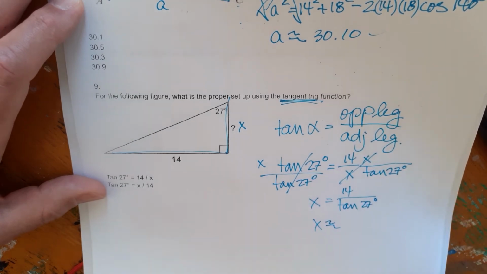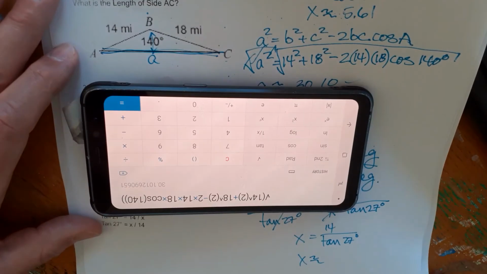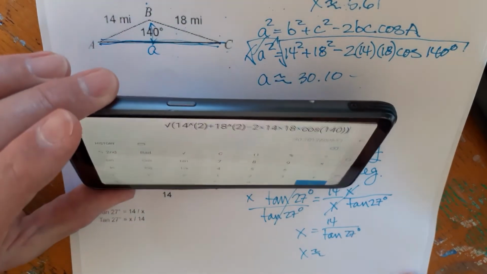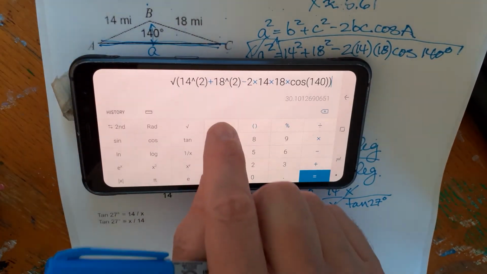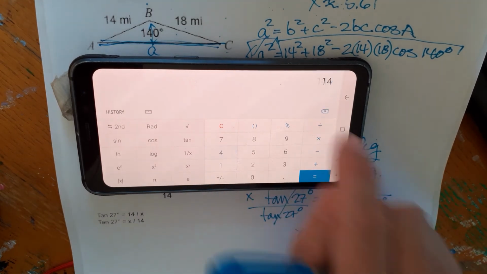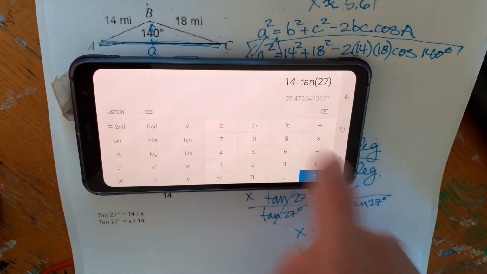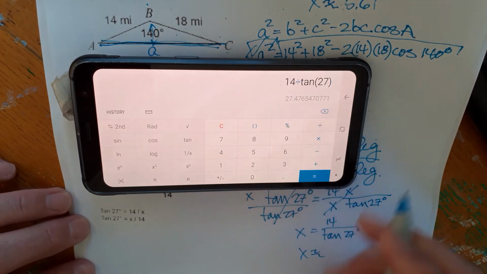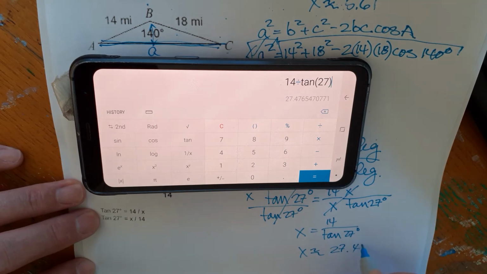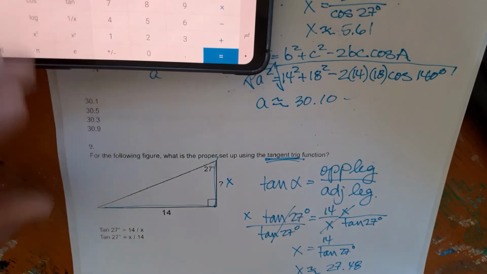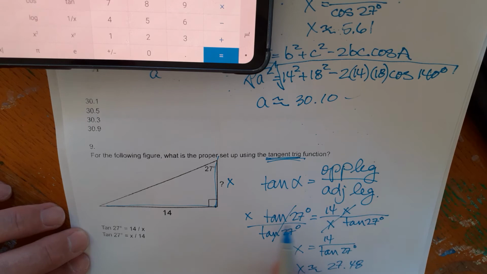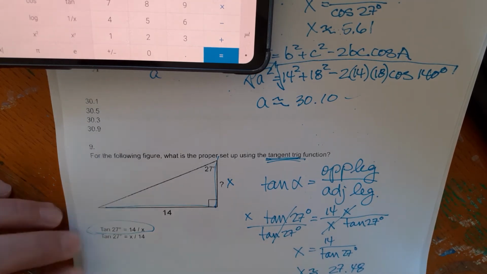So x is approximately equal to, let's make sure my calculator flips. Clear this out and say 14 divided by tan 27. Parentheses, even though it's not necessary. 27.48. Notice they just want to know, is this the setup here? We had tan alpha equals 14 over x. That's our setup, right? And we've gone the next length and actually solved for the side.